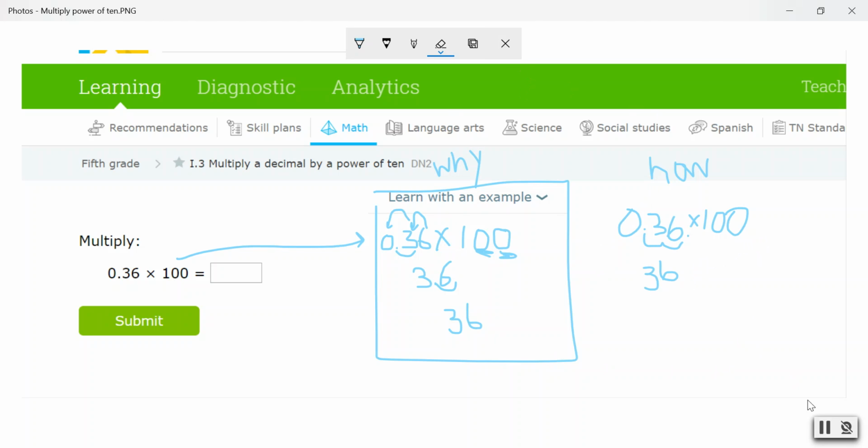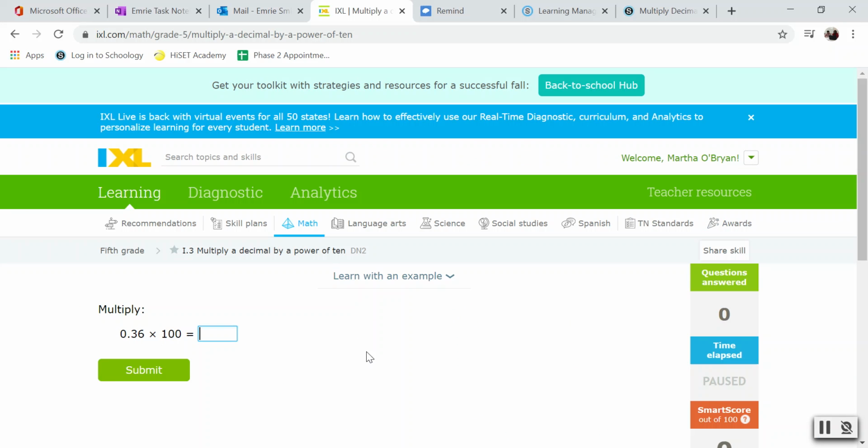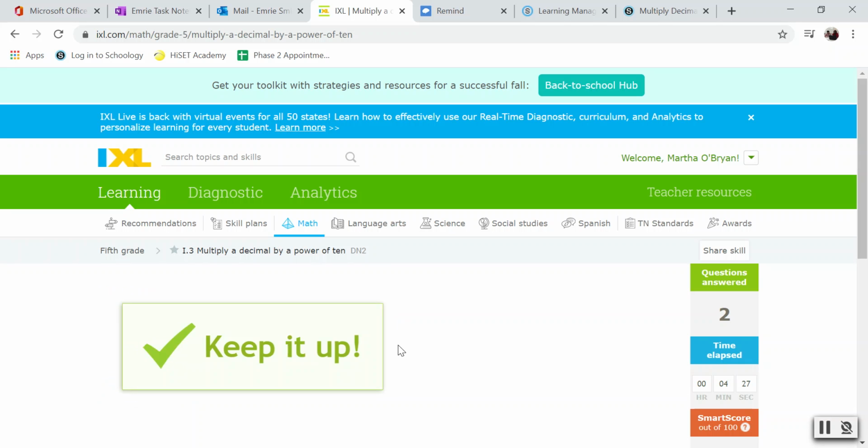All right, let's do some more practice. So we figured out that this one's 36. How about this one? 0.56 times 10. Of course, on IXL, they love to trick you by just setting it up a little bit differently. It's the same thing as if I put 0.56 times 10 horizontal. Same idea. I'm going to count the number of zeros, 1 zero, and then I'm going to move the decimal point that many times over. And I end up with 5.6.